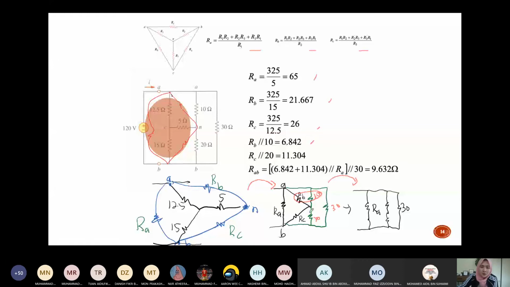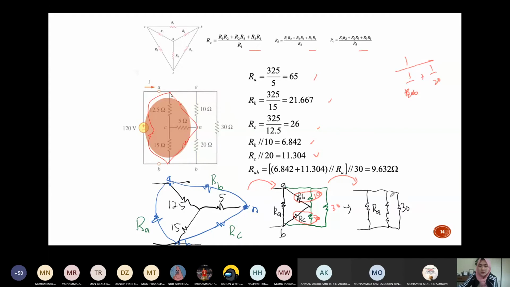Another one, RC is actually in parallel with the 20 ohm. So you calculate for R equivalent 2. R equivalent 2 is actually RC in parallel with 20. You calculate using 1 over RC plus 1 over 20. RC is 26. So you calculate, and you should get 11.304. Okay, so I simplify the circuit and redraw it.